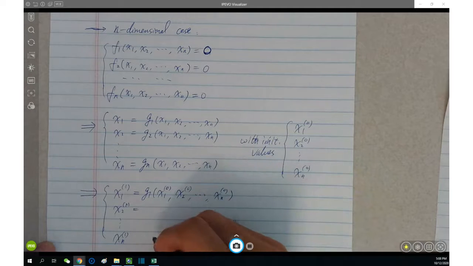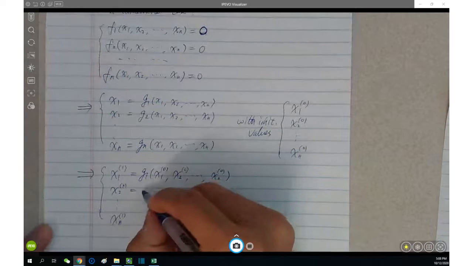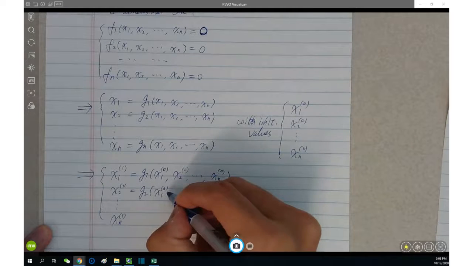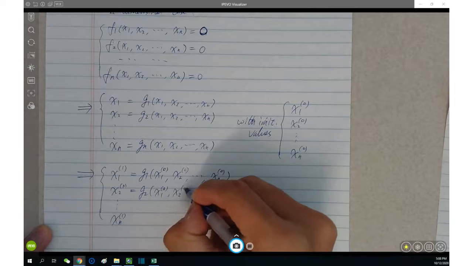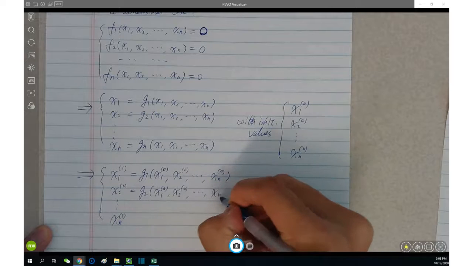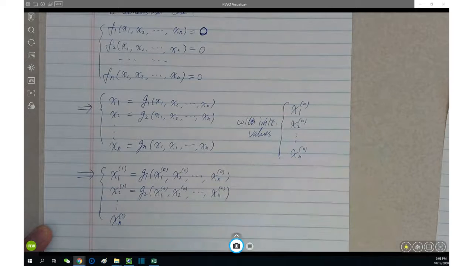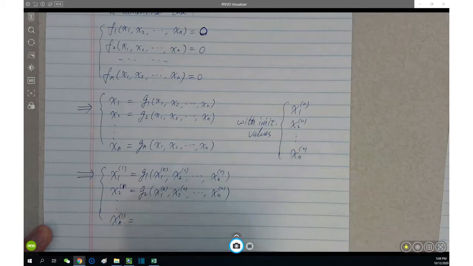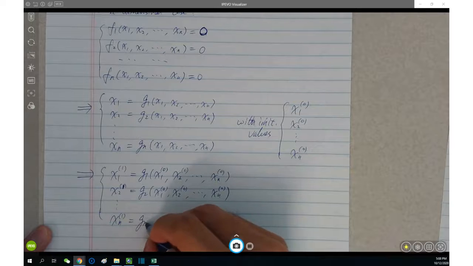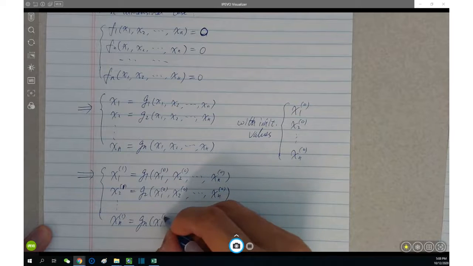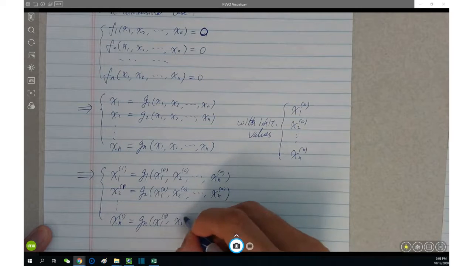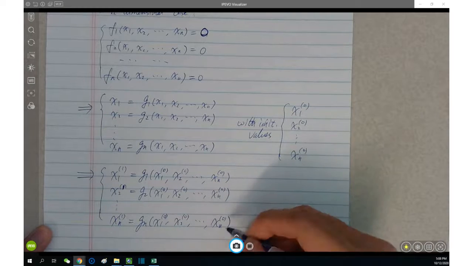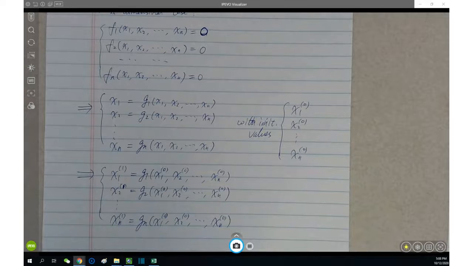x2 of 1 equals what? g2 of x1 of 0, x2 of 0, and up to xn of 0, right? It's the x2 of 1. And xn of 1 is gn of x1 of 0, x2 of 0, up to xn of 0, right?